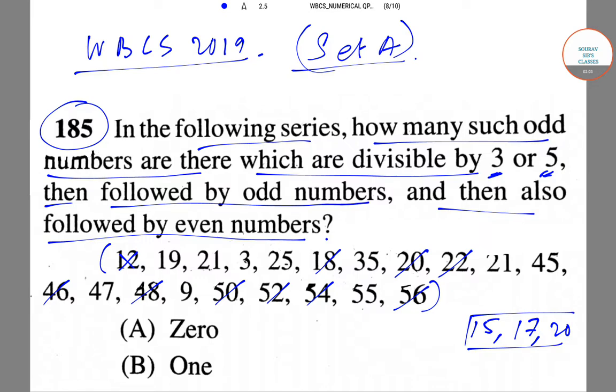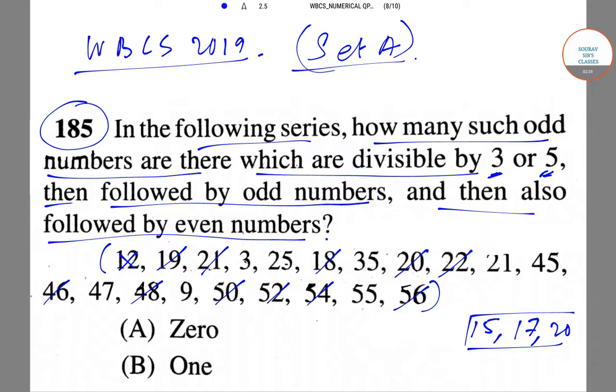Now 19. Is 19 divisible by 3? It is not divisible by 3. Is 19 divisible by 5? It is not divisible by 5 as well. So 19 is also cancelled out. Now 21. 21 is divisible by 3. Is it followed by an odd number? Yes, it is followed by an odd number. And is it then followed by an even number? No, 25 is not an even number. It is an odd number. So 21 is also cancelled out.